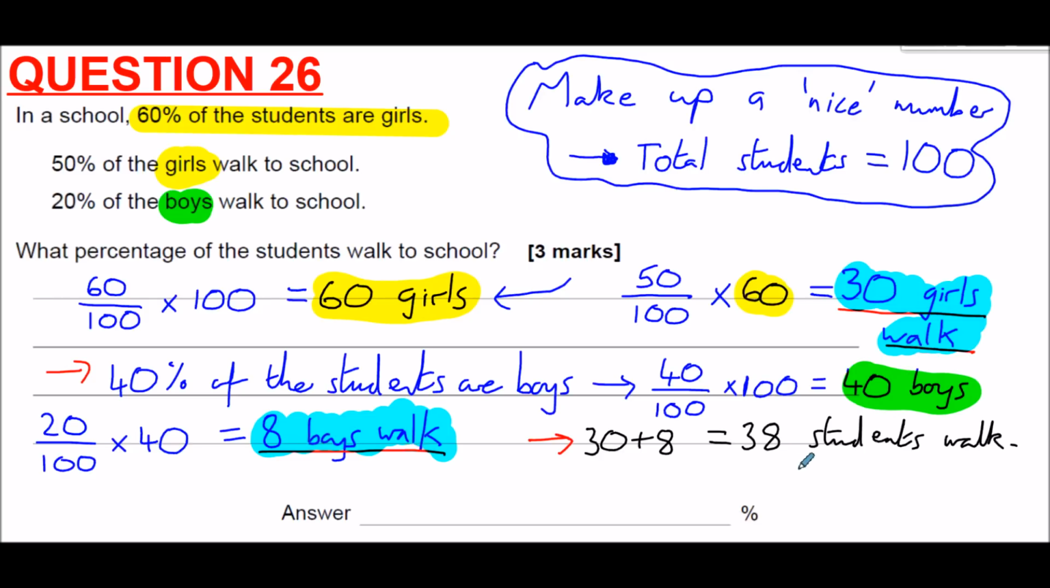So if 38 students walk, that means 38 out of 100 students walk. And 38 out of 100, by its definition, is the same thing as saying it's 38%. And so our final answer for question 26 is that the percentage of walking students is 38%.